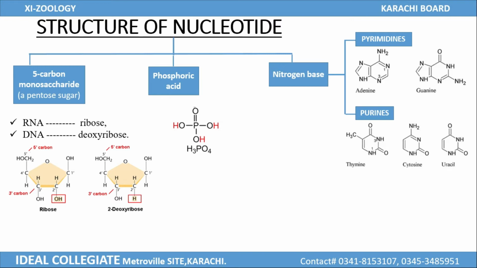The nucleotide consists of a 5-carbon sugar, while phosphoric acid is attached at position number 5 of the ribose sugar, and the nitrogen base is attached at position number 1. This is the basic structure of a nucleotide. So each nucleotide consists of a 5-carbon sugar, phosphoric acid attached at position number 5, and the nitrogen base, which is attached at position number 1.